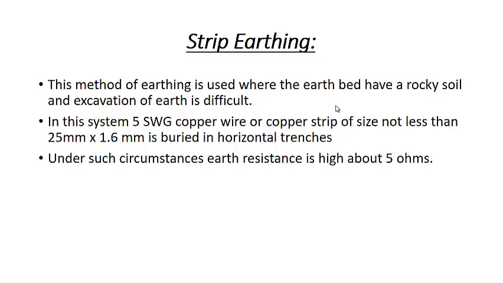And the other type is strip earthing. This method of earthing is used when the earth bed has rocky soil and excavation of the earth is difficult. In that case, we use strip earthing. In this system, 8 standard wire gauge copper wire or copper strip of size not less than 20 mm by 1.6 mm is buried in horizontal trenches. Under such circumstances, earth resistance is slightly higher, of the order of 5 ohms.